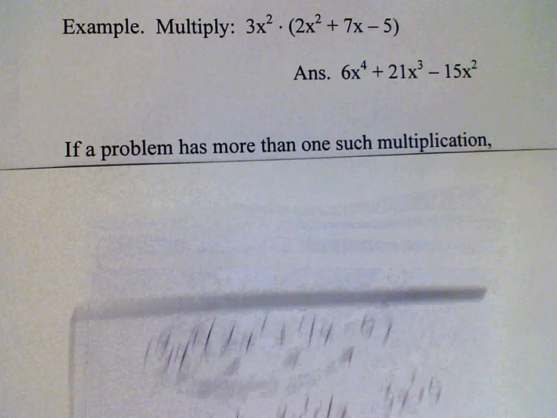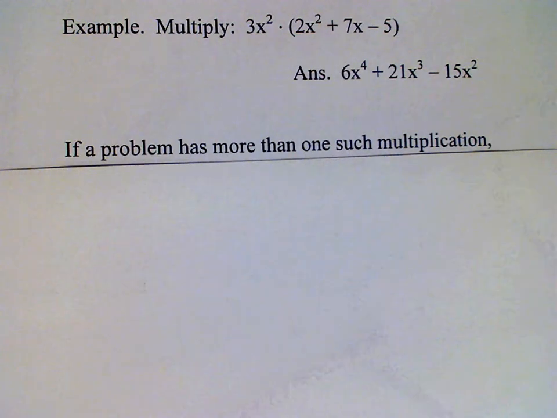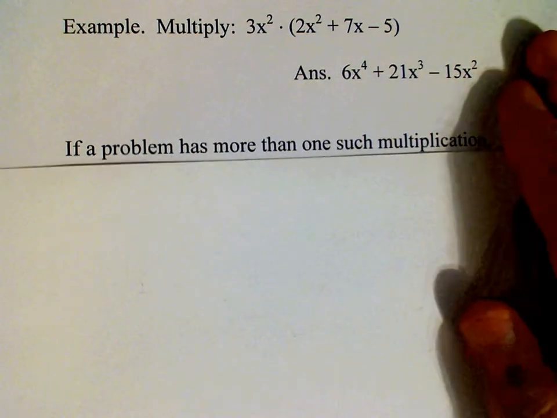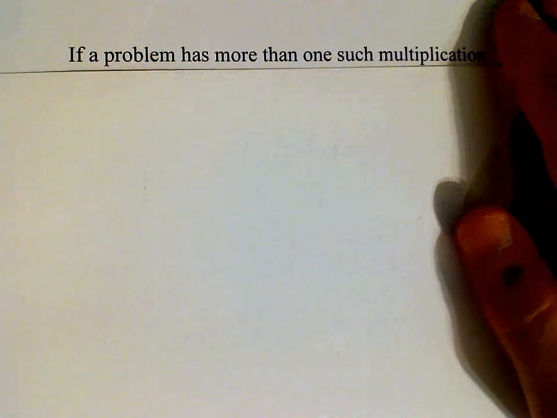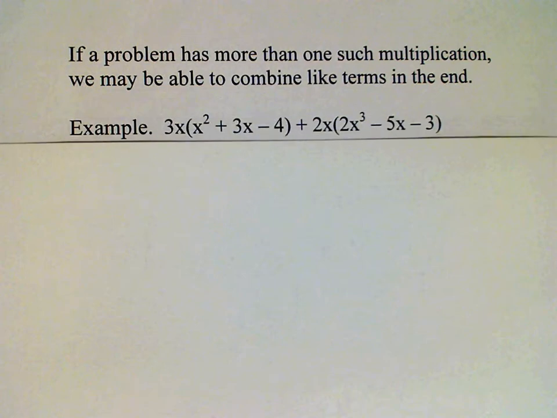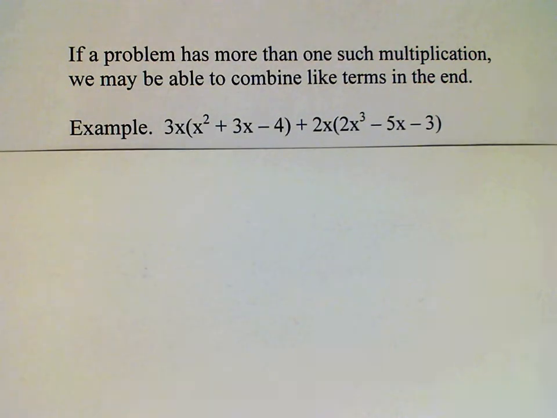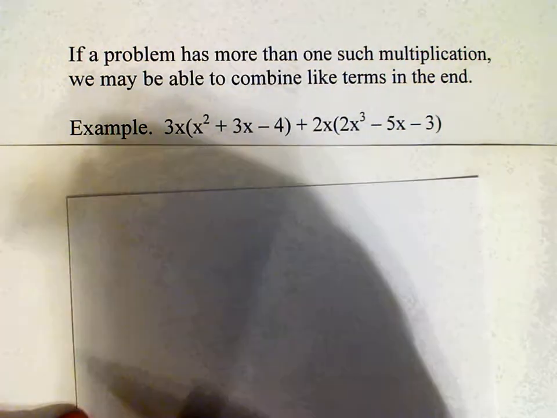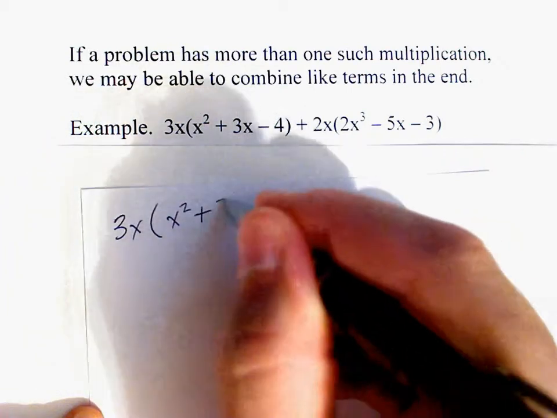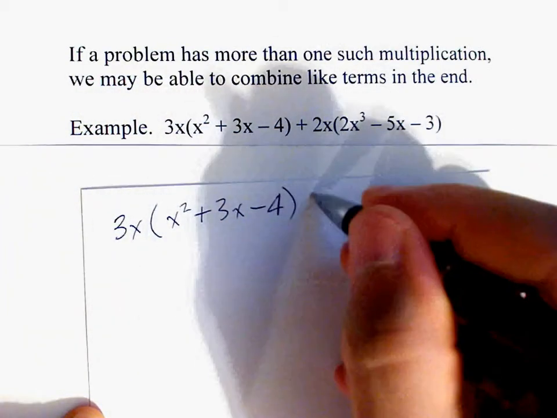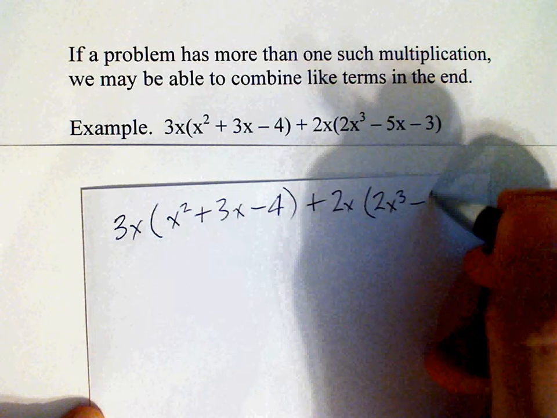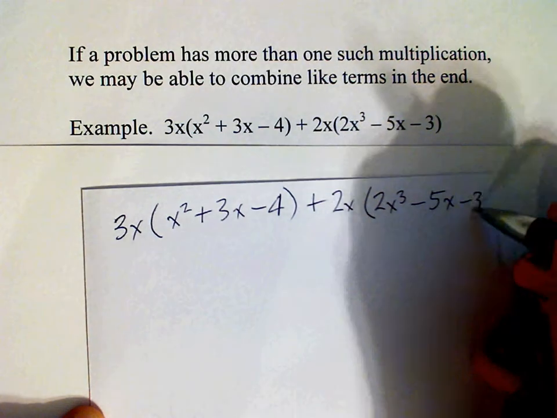Now it's possible that a problem would have more than one of these multiplications, and if that's the case, then it's possible that we may have like terms to combine in the end. So let's work this example now. We have 3x times x squared plus 3x minus 4 plus 2x times 2x cubed minus 5x minus 3.